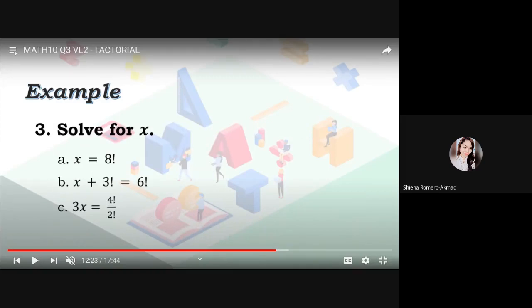How about solving for x? What will be the value of x in letter A? Ano kaya yung value of x in letter A?